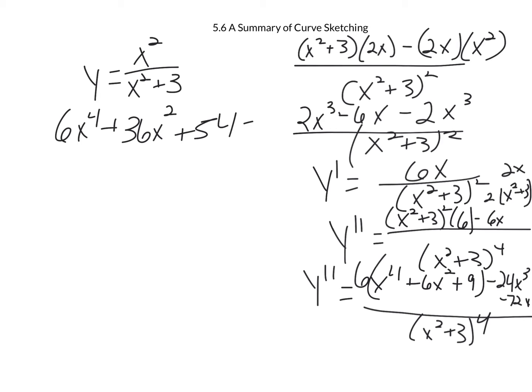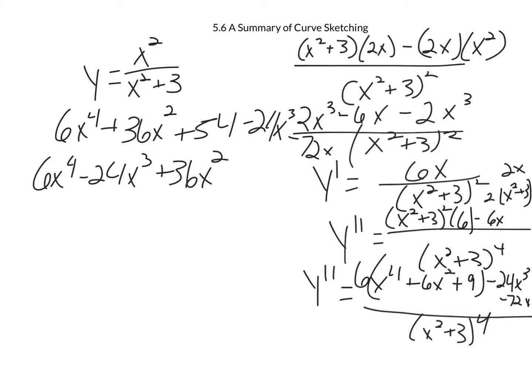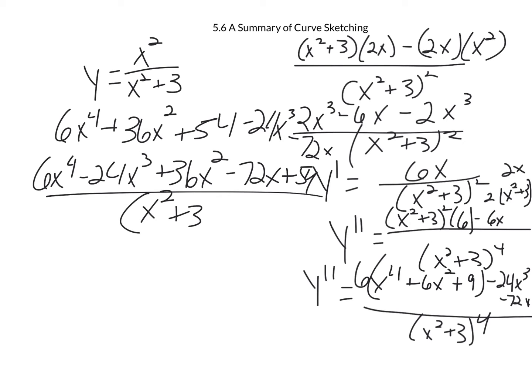And what do we have? We have a lot going on here, is what we have. And then put in order: 6x to the fourth, minus 24x to the third, plus 36x squared, minus 72x plus 54, over (x squared plus 3) to the fourth. And there you go, that's your second derivative, okay? Much longer, yeah, but that's what it is.